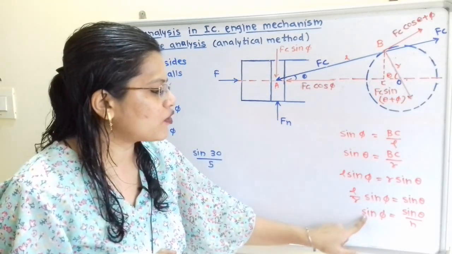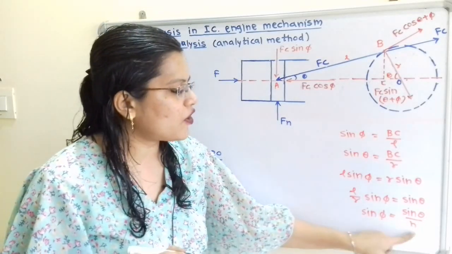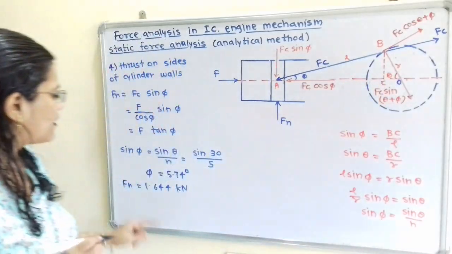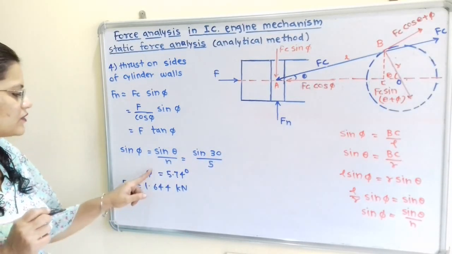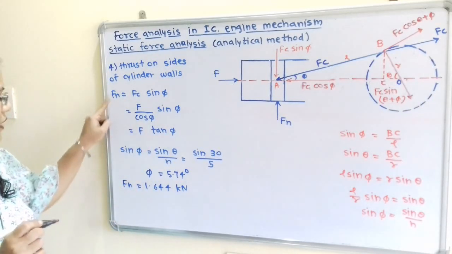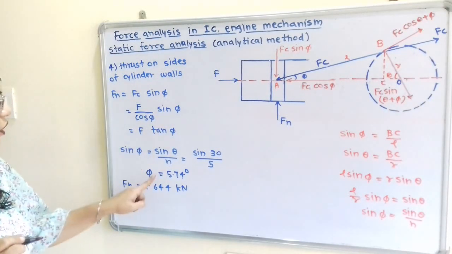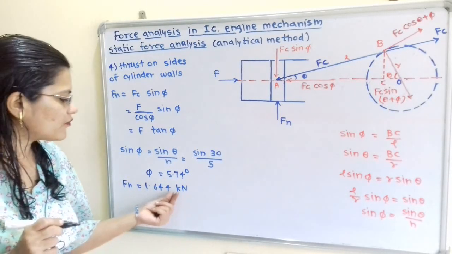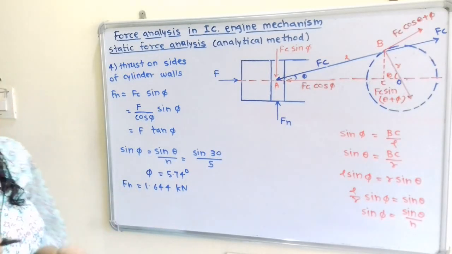So how to calculate the value of sin phi? Sin phi is equal to sin theta by n. This value of n we have already calculated, and theta is equal to 30 degrees. So sin phi is equal to sin 30 by n, and that's why phi is equal to 5.74 degrees. Now we can put the value: Fn is equal to the value of F we calculated earlier multiplied by tan of 5.74. So the answer is 1.644 kilonewton. We will get the answer in Newton, but we have to convert it into kilonewton.